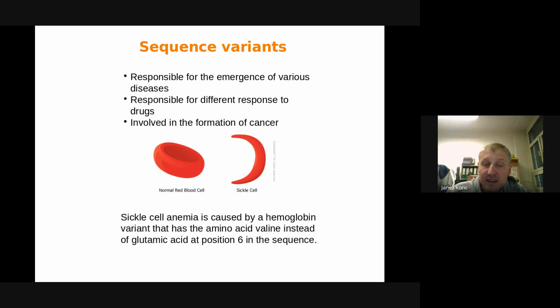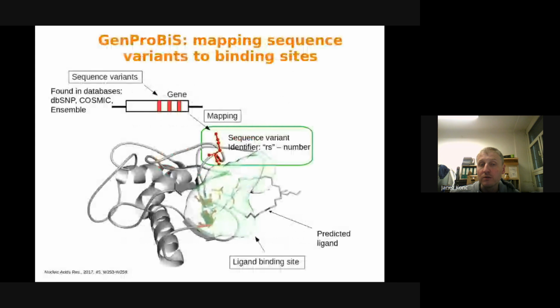For example, sickle cell anemia is caused by a hemoglobin variant that has one amino acid at position 6 changed from glutamic acid to valine. This small mutation, which changes one amino acid, makes a big difference in how this hemoglobin then associates with other hemoglobin, and how the red blood cells look, and all the consequences that come with this disease, which are known.